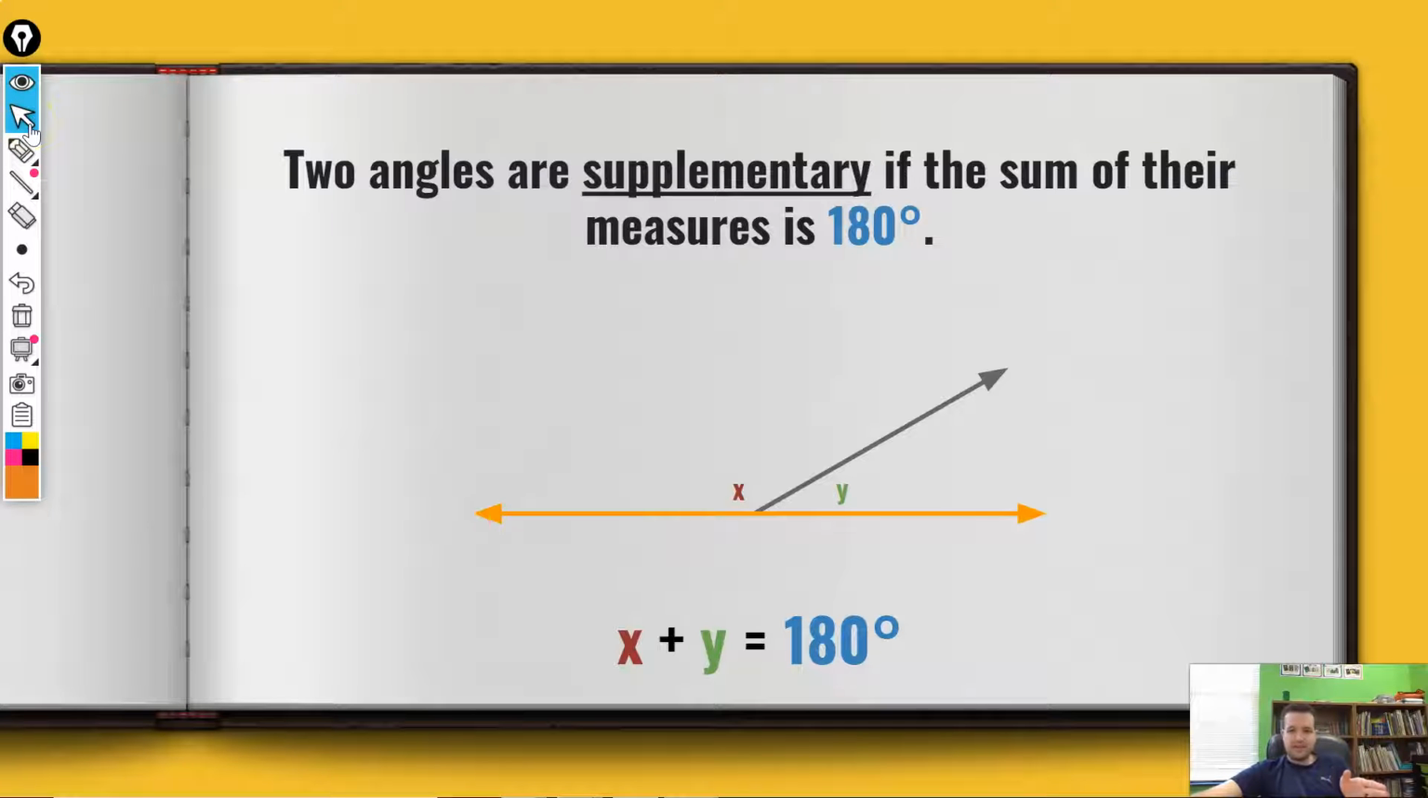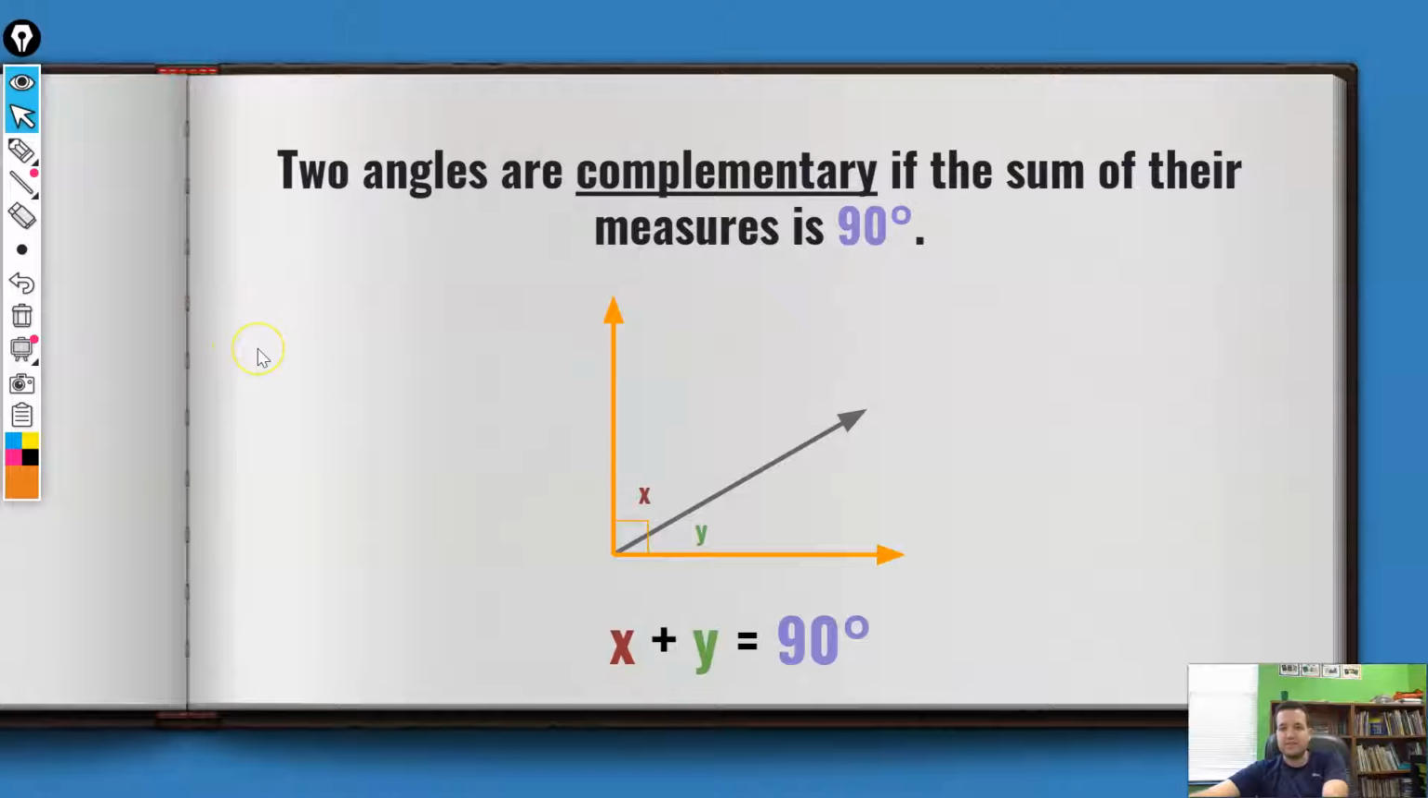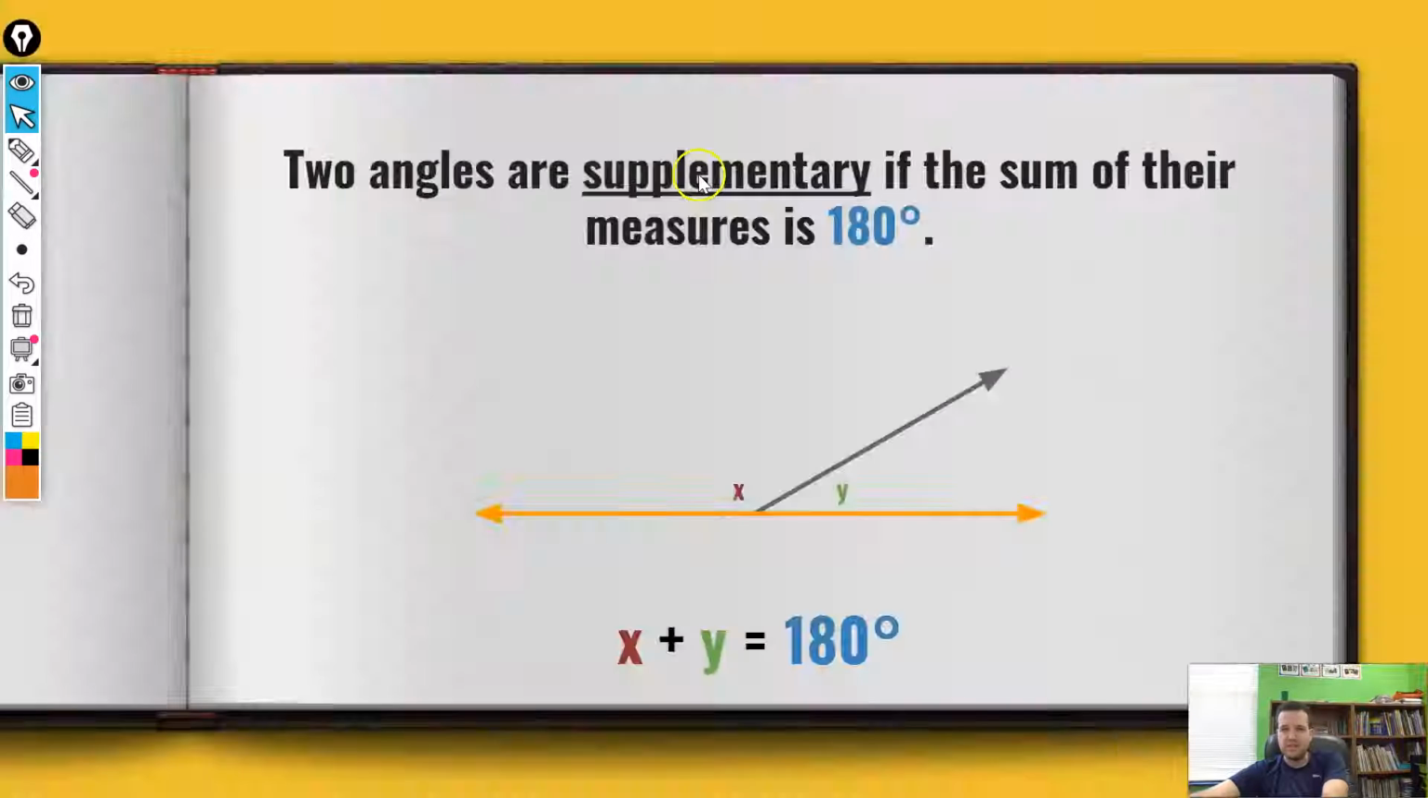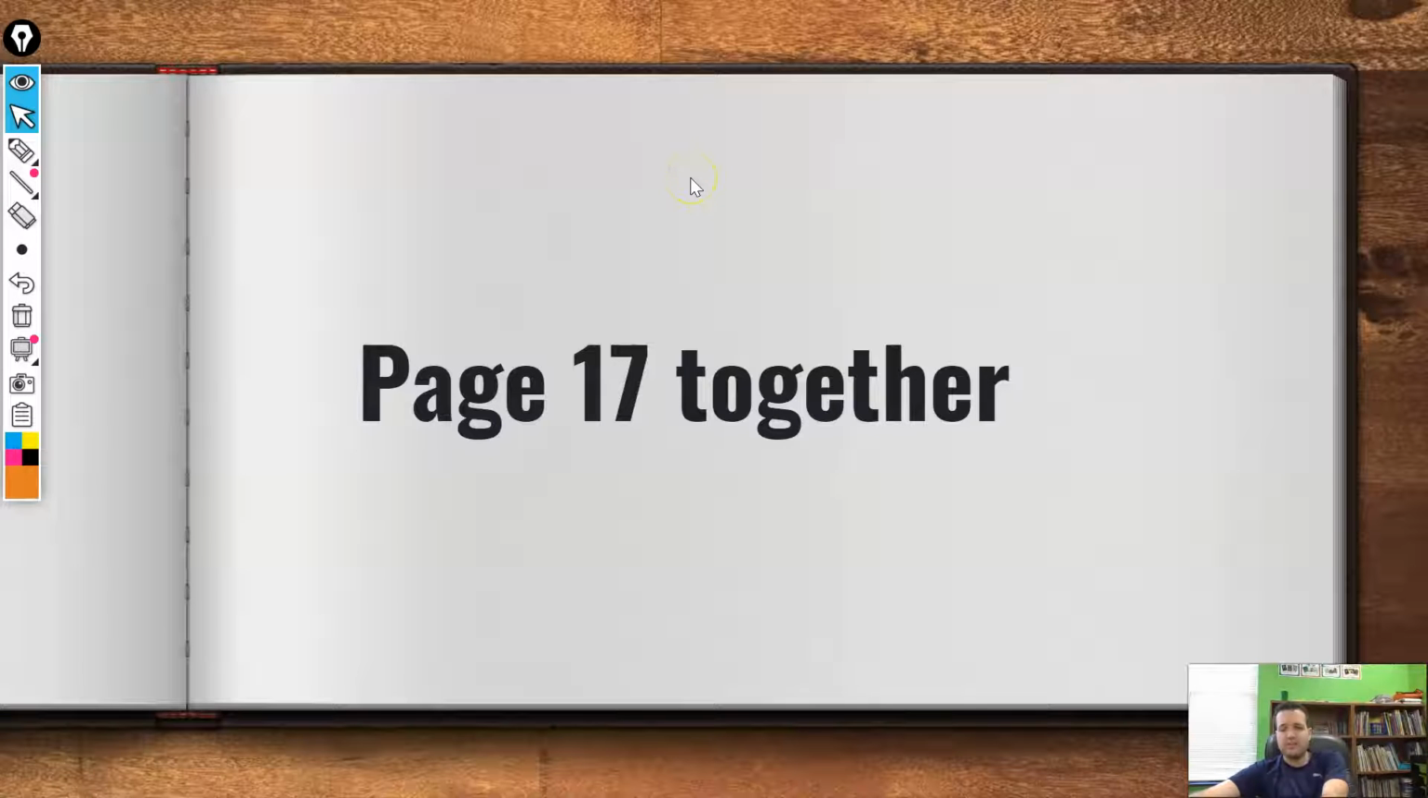Now, supplementary angles have a sum of 180 degrees. Complementary angles have a sum of 90 degrees. Both those words sound very similar. Complementary, supplementary. Mr. Hogan, how are we going to be able to tell the difference between those two? Well, you're in luck. I got a good way to remember.